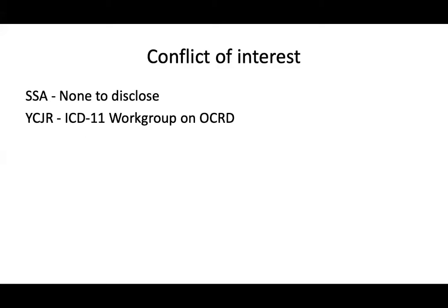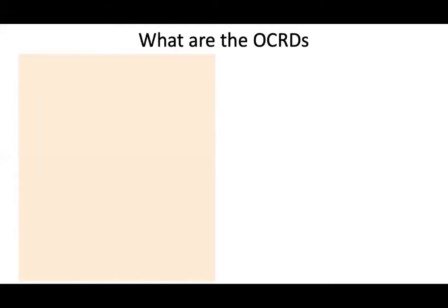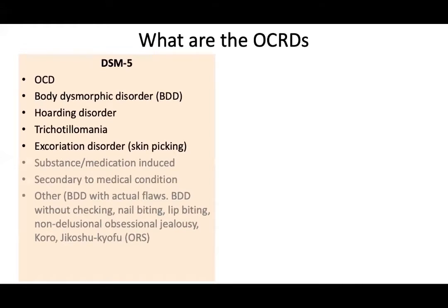Coming to conflict of interest, I have nothing to declare, but Dr. Janardhan Reddy was in the ICD-11 work group. So what are the obsessive compulsive related disorders we are talking about? This is a new category that has been included both in DSM-5 and ICD-11. In DSM-5, these are the 5 main disorders that have been included, which include OCD, body dysmorphic disorder, hoarding disorder, trichotillomania, and excoriation disorder.